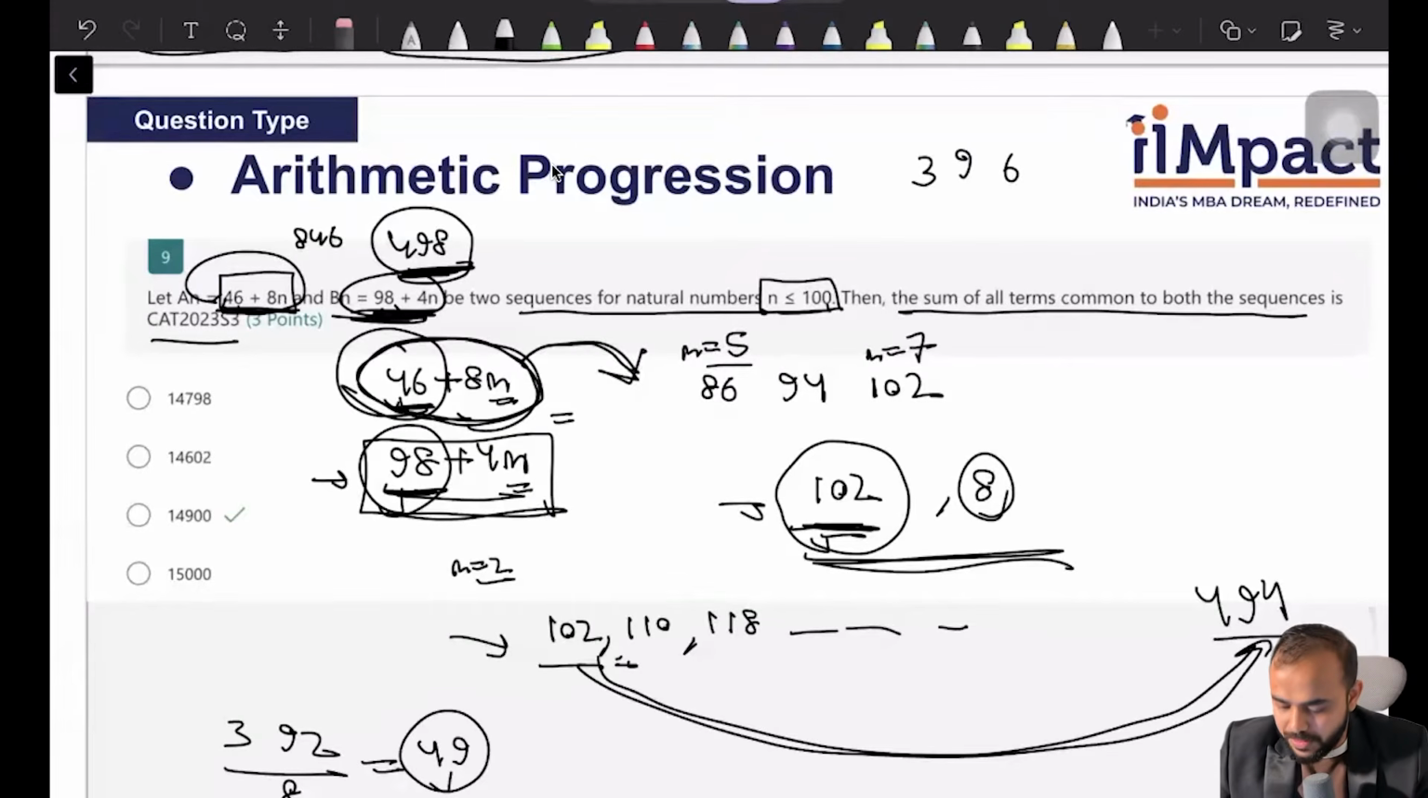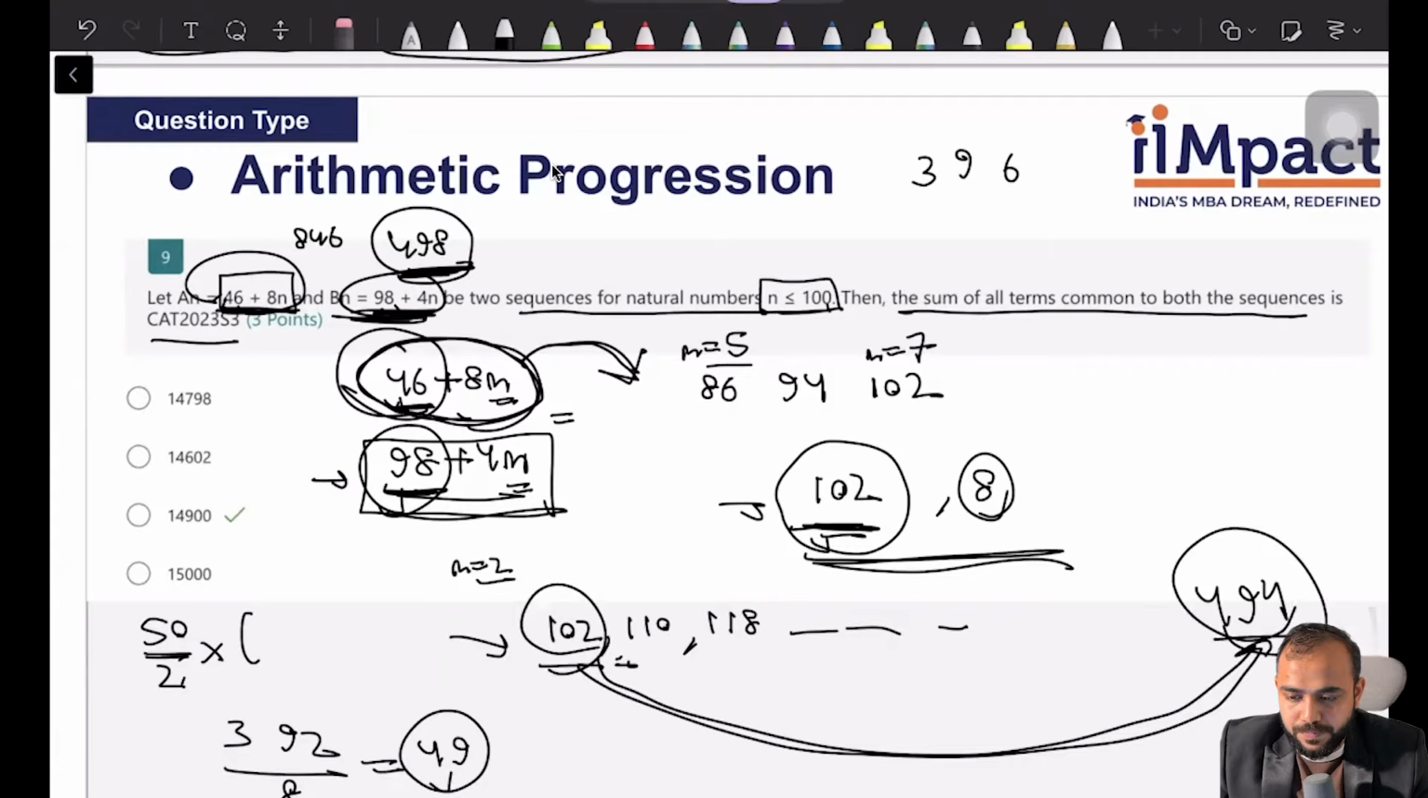So your answer will be 50 by 2, n by 2 into 2a, or you can actually then do 50 by 2 into first term plus last term. Correct? So 102 plus 494 by 2 you can do. That is going to be, obviously the answer will have 0 at the unit digit. So this will be 494 plus 102, that is 596. So yeah, this would be easier instead of going with 2a plus n minus 1 d.